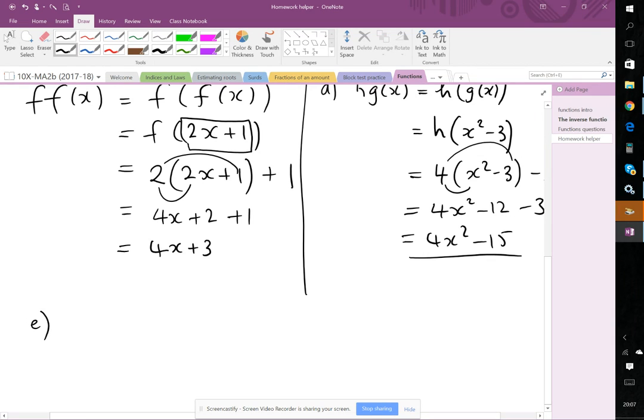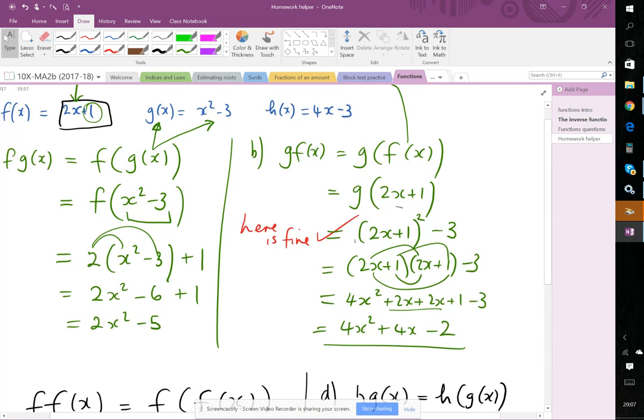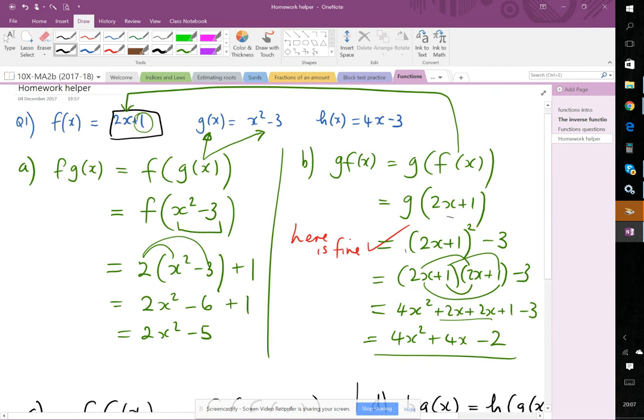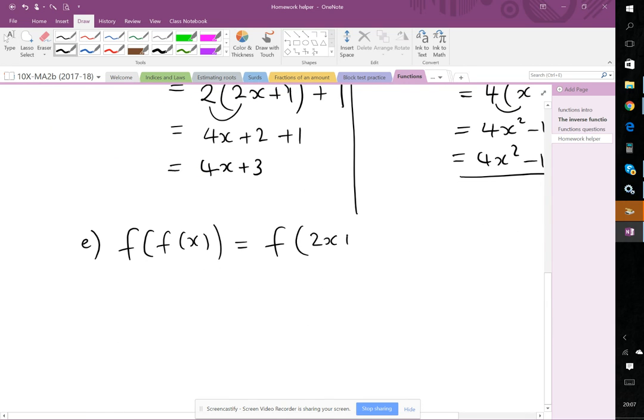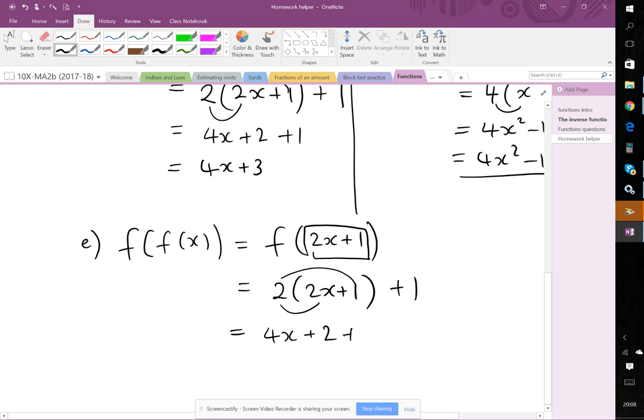Okay, part E. Here we're asked to find f of f of x. So we're going to replace f in the inside with its definition, which is 2x plus 1 at the top there, which is doubling and add 1. So if this is our new input now, we're going to double it there, and then we're going to add 1, because that's what our function does, double add 1. Okay, multiply this out. 2 times 2x is 4x. 2 times 1 is 2. Add the 1 at the end, and we get 4x plus 3.